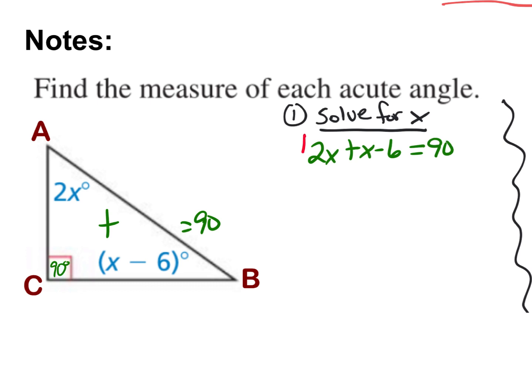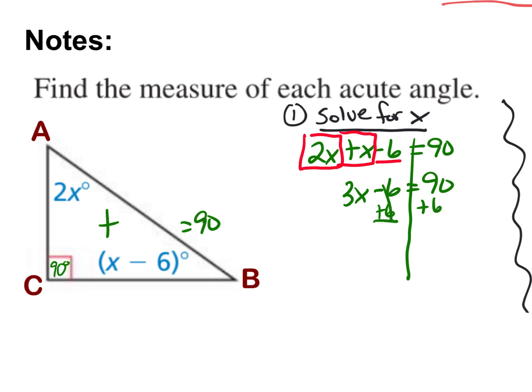So I have to combine like terms. I have a 2x, x, and then a negative 6. 2x plus x is 3x minus 6 equals 90. I'm going to add the 6 to both sides. 3x is equal to 96, and then divide by 3. x is equal to 32.